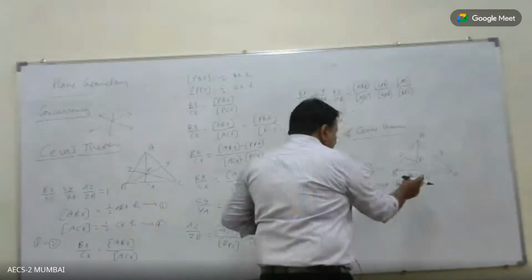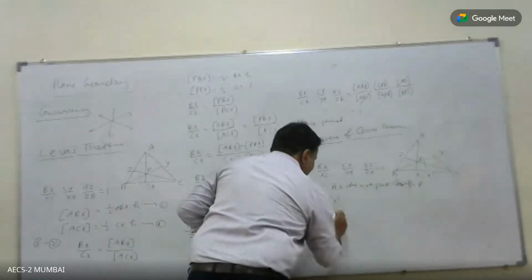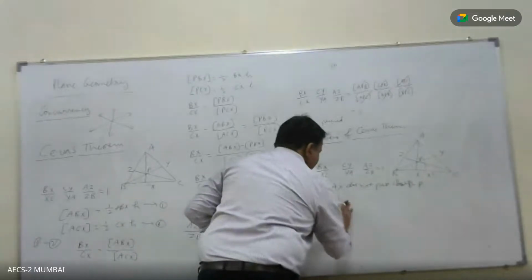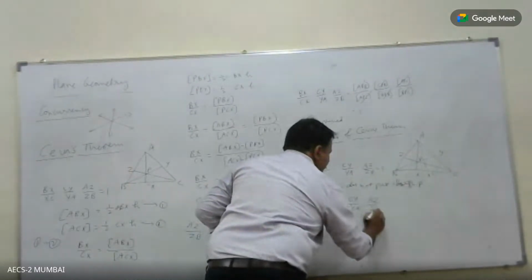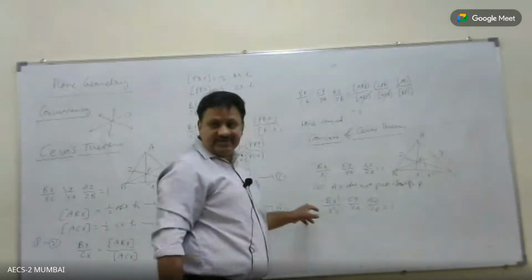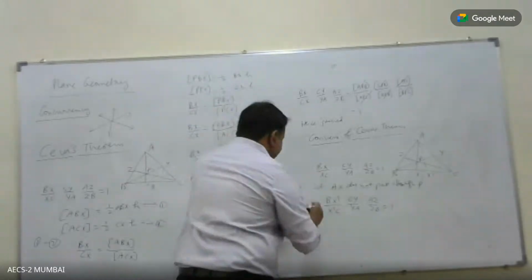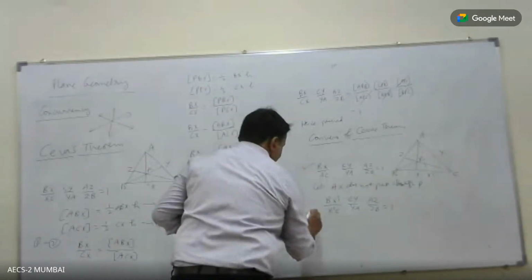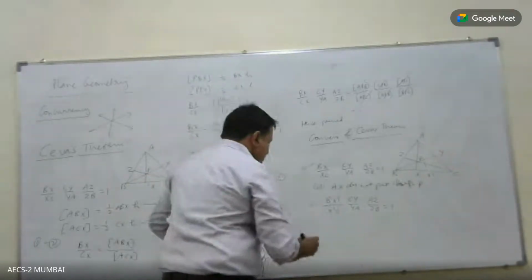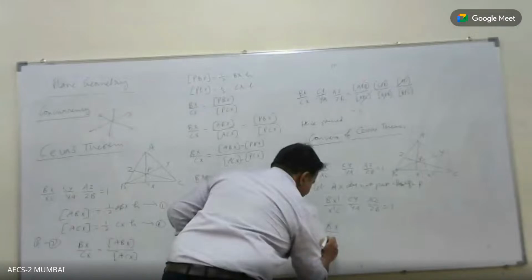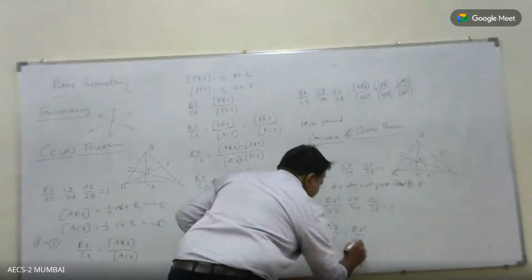Now for this, let us apply Ceva's theorem. BX dash by X dash C into CY by YA into AZ by ZB equal to 1. We have this result by using Ceva's theorem, and the given result is this. From these two I can conclude BX by XC equal to BX dash by X dash C.